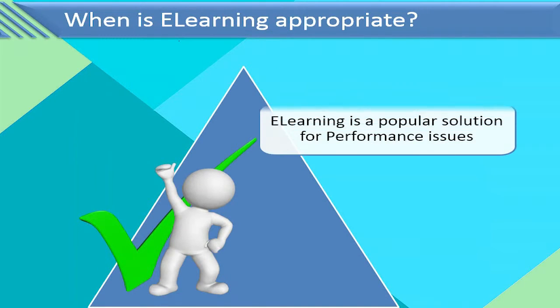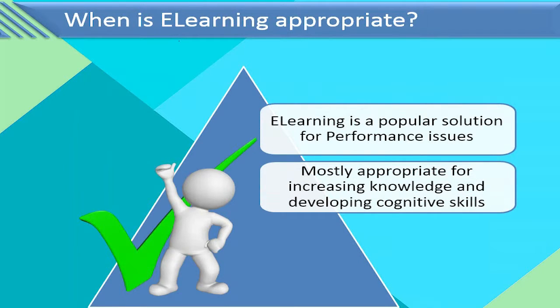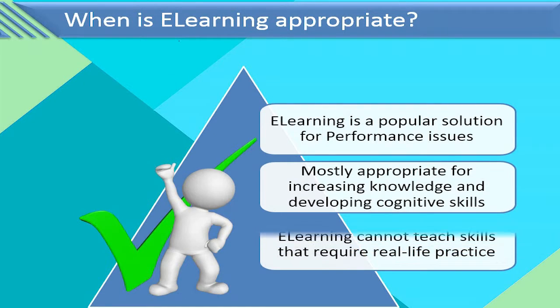Even though e-learning is a popular solution for many performance issues, it's mostly appropriate for increasing knowledge and developing cognitive skills. Even if the course follows the most solid instructional design principles, it cannot teach people how to drive a car, for example, because driving is a skill that requires real-life practice for best results. Teaching interpersonal skills that change learners' attitudes and behaviors can be effective through e-learning if instructional designers add simulations, serious games, and role plays. This is where the blended learning approach comes into play.